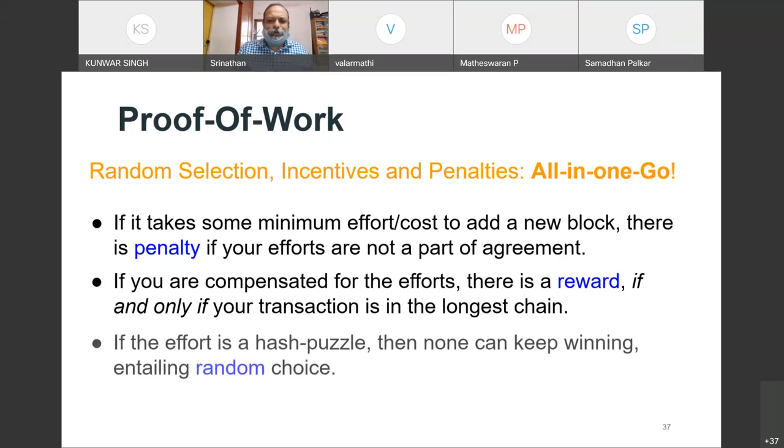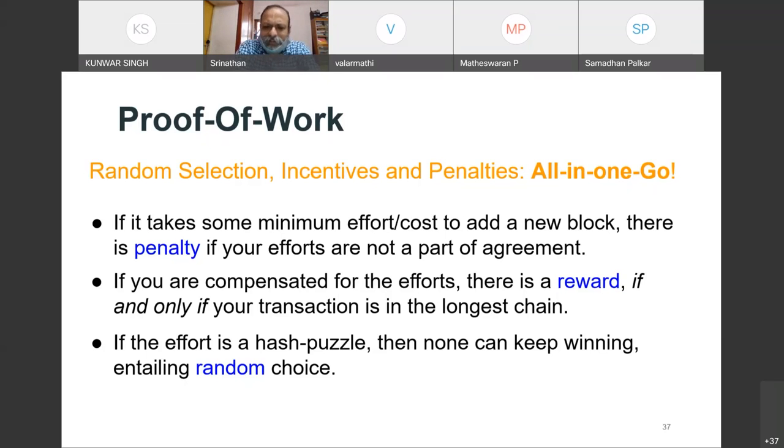How do you get random selection? Now, here's where things get very interesting. If the proof of work that is going to give penalty, the work is actually of a special kind, it also entails random choice. So what is the special kind of work? So we said the hash of every block should be stored in the next block. Now, if each block is given an additional field called nonce and said, you are free to change the nonce such that the hash is to be less than some threshold, then there is a lot of work that you have to do, and that becomes proof of work.